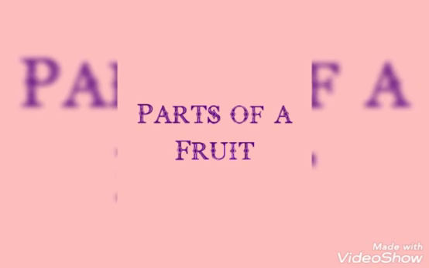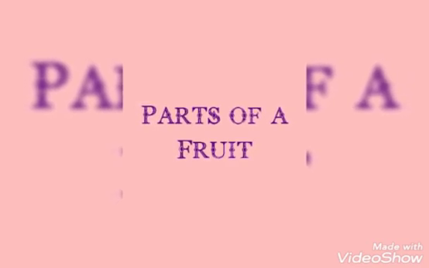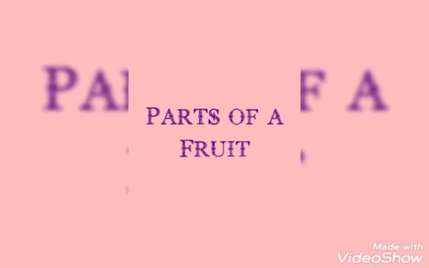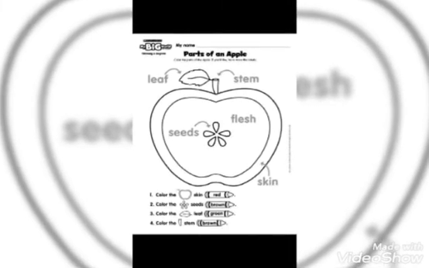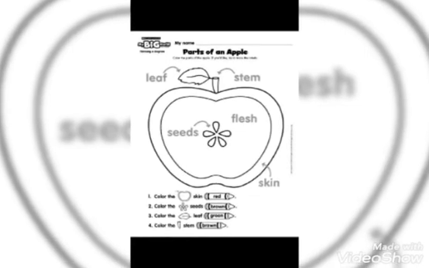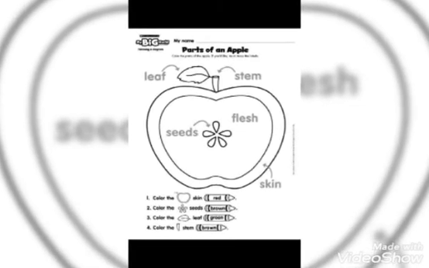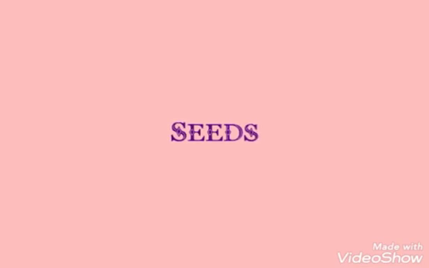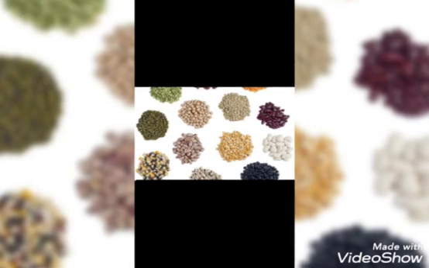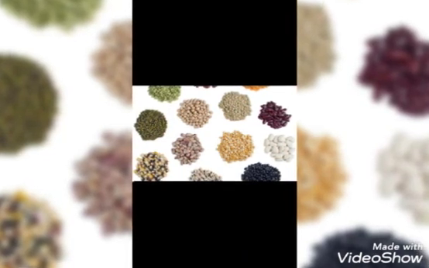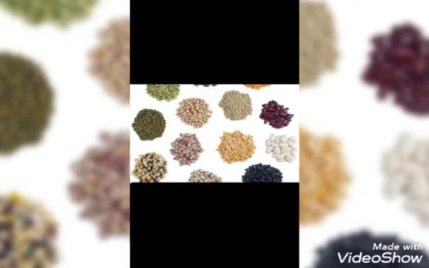Okay. Next we learn the parts of a fruit. Students, the fruit has mainly 3 parts: skin, seeds and flesh. Some fruit flesh we eat and the skin we remove, and inside the fruit we have seeds. Students, some fruits have only one seed, some have a few seeds, some have many seeds, and these seeds grow into new plants. Many seeds grow into trees. Seeds come in all shapes and sizes.